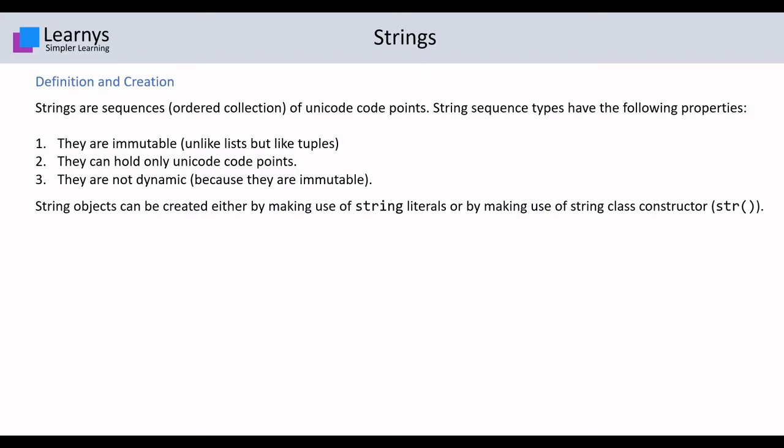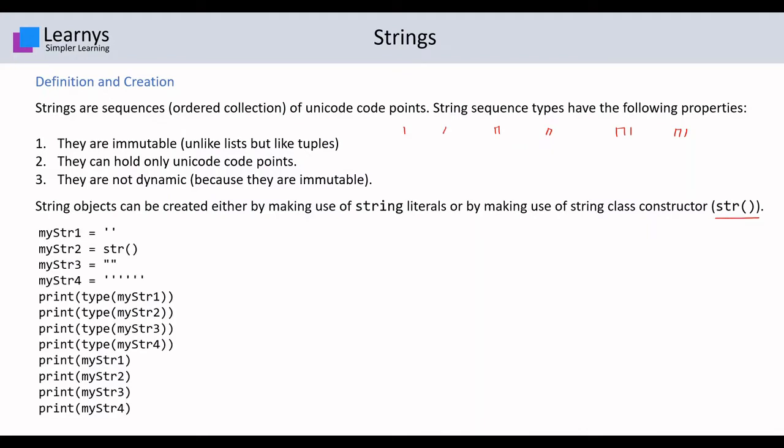They can be created either by making use of the string literals, that is single quotes or double quotes or even triple quotes in Python, or they can be made using the string class constructor, which is str with a round bracket. Let's see an example and understand how we can create strings.